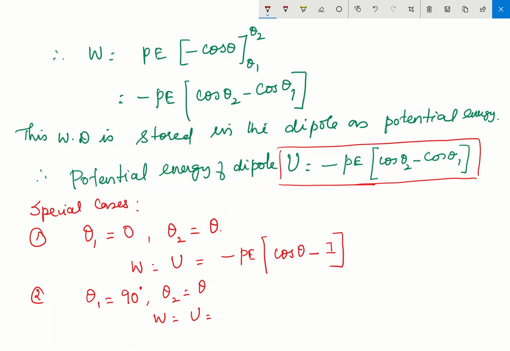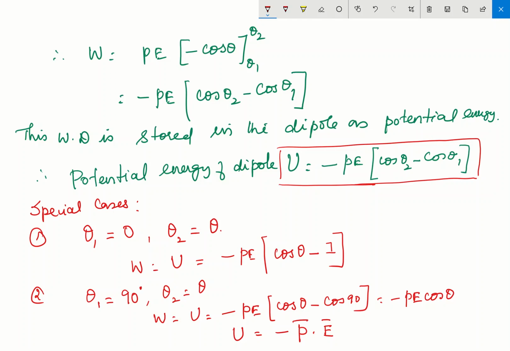Right. Therefore, that is nothing but minus P E, and cos theta 2 is cos theta, minus cos 90. Therefore, that is nothing but minus P E cos theta. Fine. Minus P E cos theta. Therefore, you can even say that U, the potential energy, is nothing but minus P dot E. Minus P dot E. Are you following?